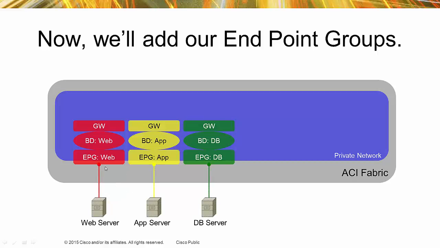So as you can see, in the web EPG, we connected a web server. That means now we can assign an IP address to the web server. For the web server, the default gateway is on the bridge domain web. Same thing for the app server, which is connected to your endpoint group app, where for the app EPG, the default gateway lies on the bridge domain app. And same goes for your BD DB.